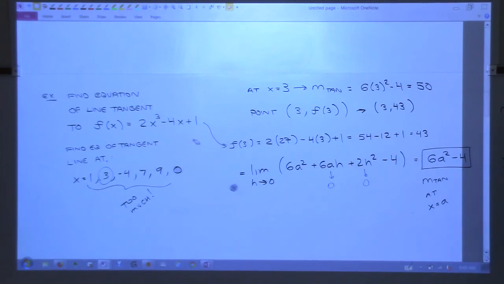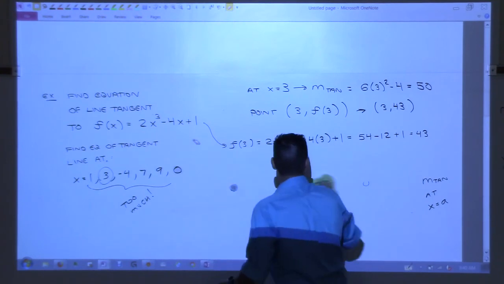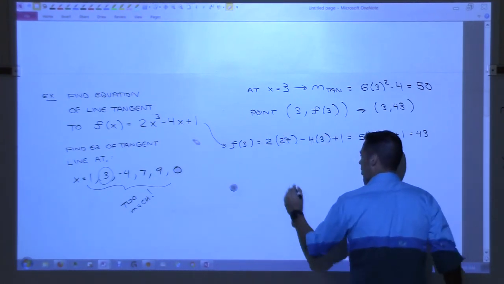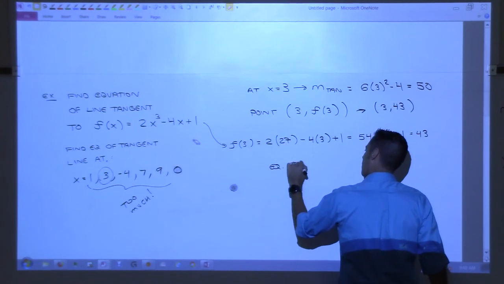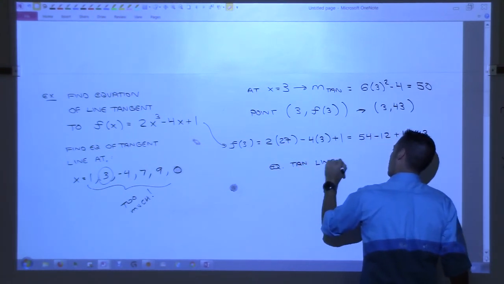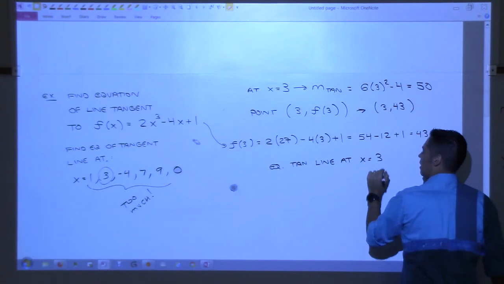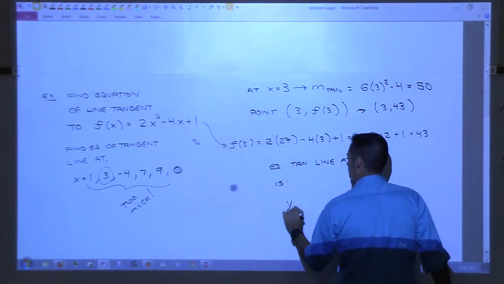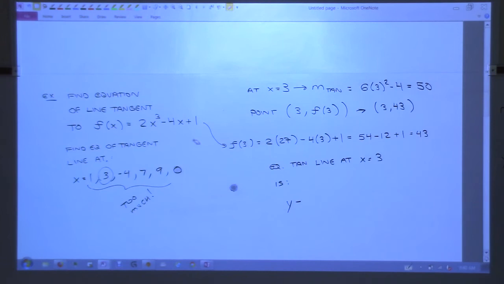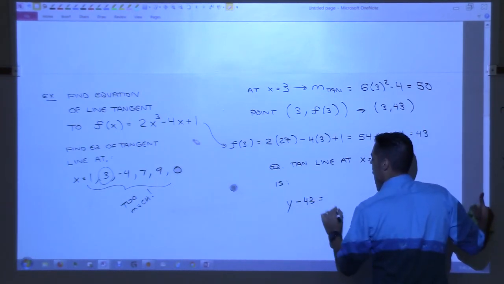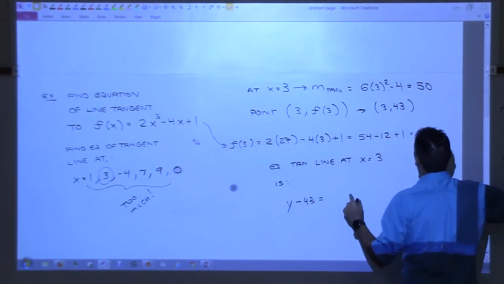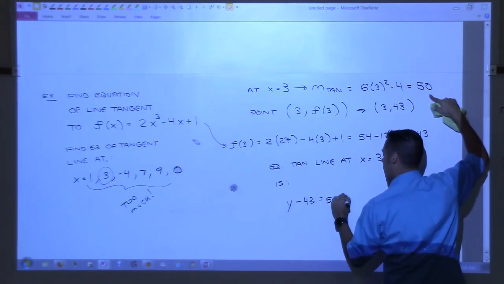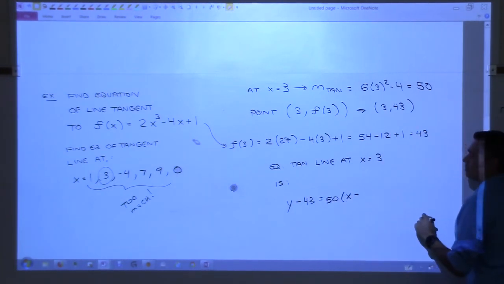Y'all still with me? All right, I think I'm ready for the equation of the tangent line then. The equation of the tangent line at x equals 3 is y minus what? Y minus 43 equals m, what's the slope of the tangent line? 50, times x minus 3 again.